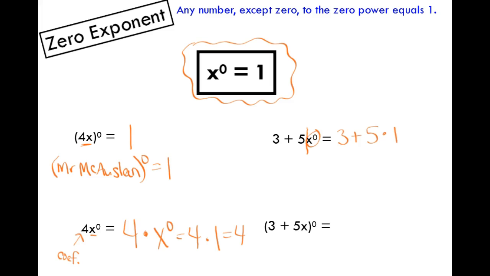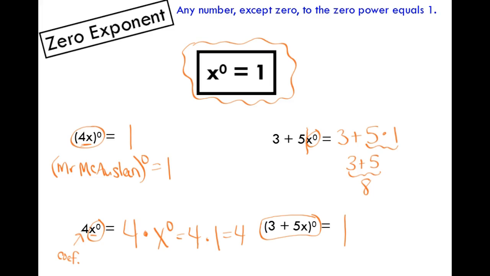I actually like going through and circling which part the 0 is going to turn into 1. So 3 plus 5 times 1. Remember, please don't add first. Although in this case, because you're multiplying by 1, it doesn't matter. You always have to do multiplying first. And you get 8. So notice this 0 is covering the entire 3 plus 5x. So because I circled the whole thing, it becomes 1 again.